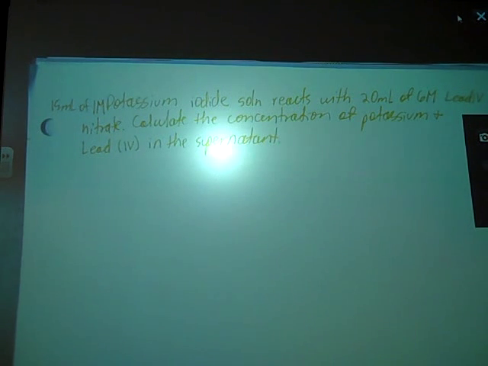So this one doesn't ask me for the mass of solid produced. But since I still have these two substances reacting, I still need a balanced chemical equation. In order to calculate the concentrations of these two ions, I need to know whether or not the amounts of those ions change through the course of this reaction.